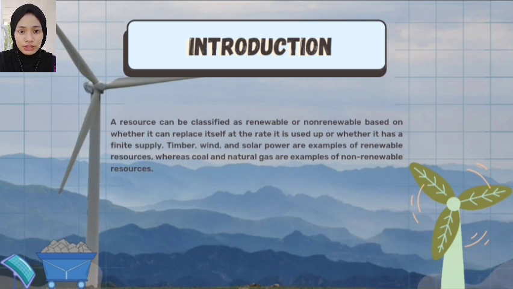So first of all, we will start with the introduction. What is energy? Energy is basically a resource that can be classified as renewable or non-renewable based on whether it can replace itself at the rate it is used up or whether it has a finite supply. Timber, wind, and solar power are examples of renewable resources, whereas coal and natural gas are examples of non-renewable resources.